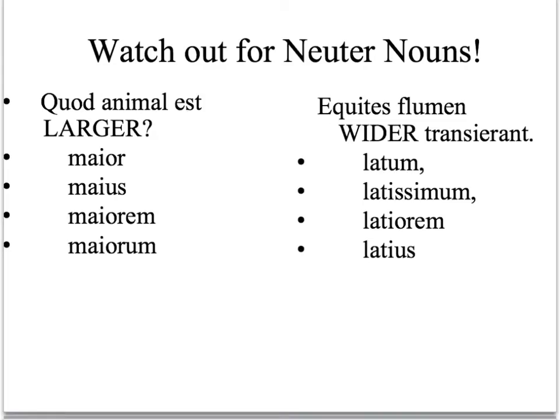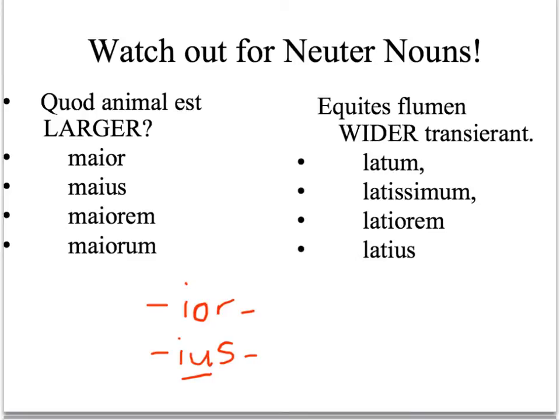One thing you have to remember is watch out for the neuter nouns. Most people think of ior when they think of comparative, and they forget that neuter nouns have ius because the comparative adjective in the neuter ends in ius.